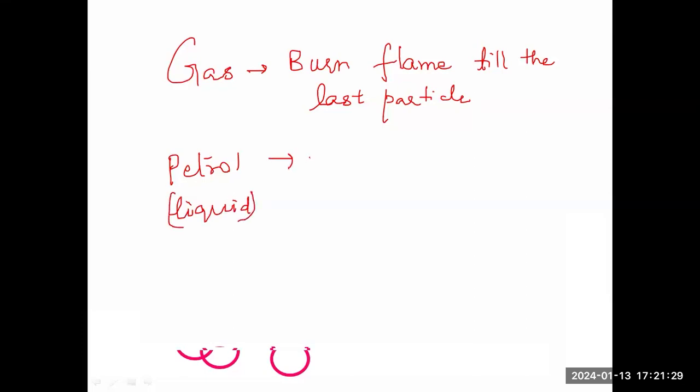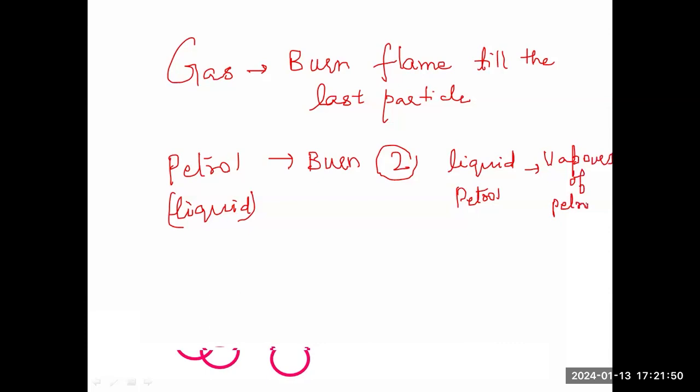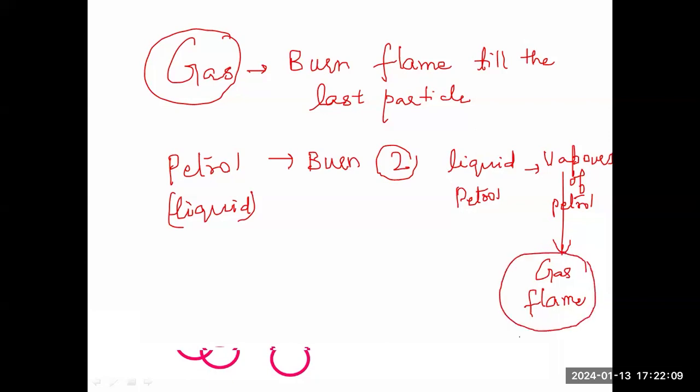Now, when you start burning it, two things happen at the same time. One is that liquid petrol is converting into vapors of petrol. And because the vapor is the gas form, it will burn with flame. Remember, I told you only gases burn with flame. So vapors of petrol are the gas form of petrol. It will burn with flame till the last particle.